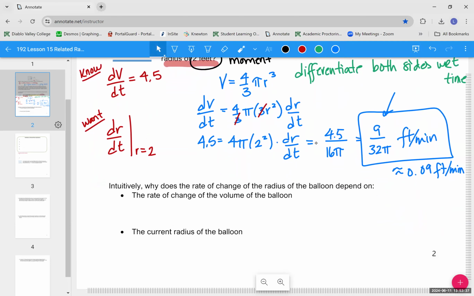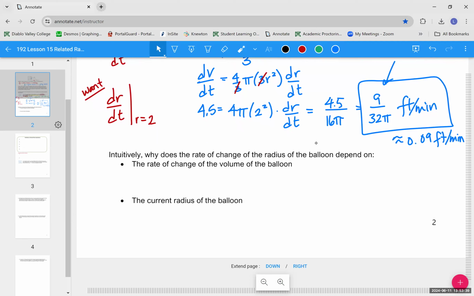Okay. So I'm going to let you go ahead and answer these questions intuitively. So just want you to kind of touch base with your own knowledge of this situation. Like, why does the rate of change of the volume affect the rate of change of the radius? And why does the current radius affect the rate of change of the radius?